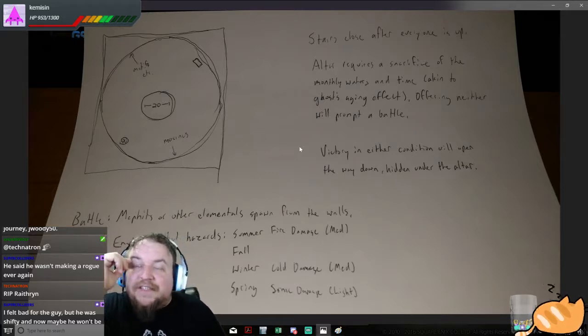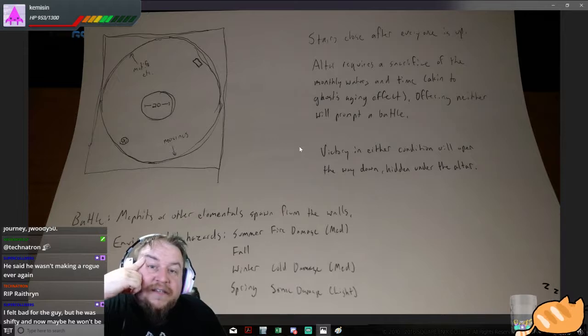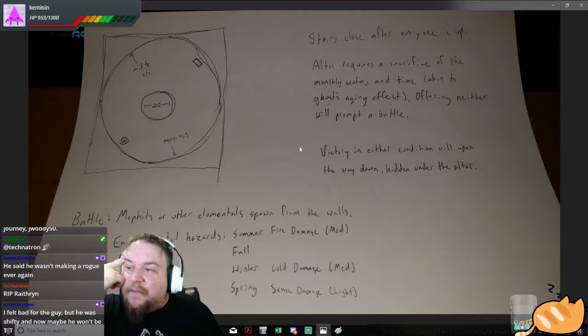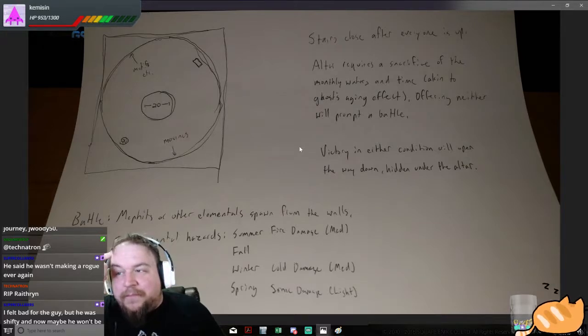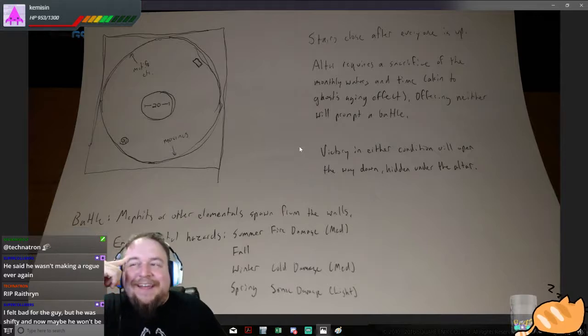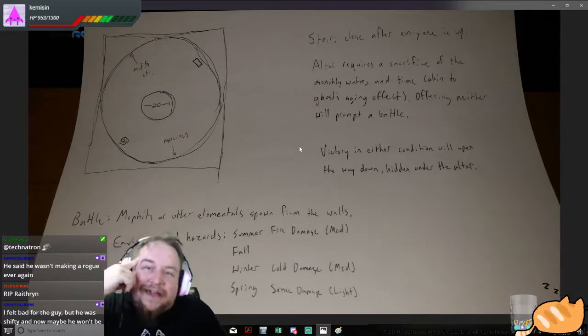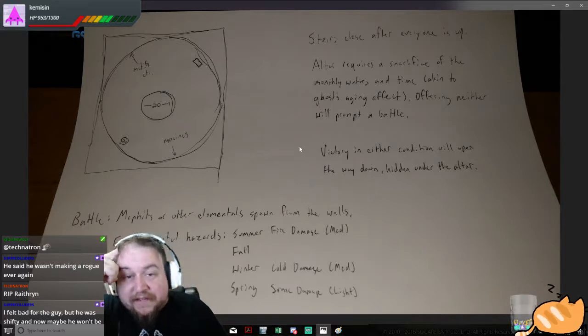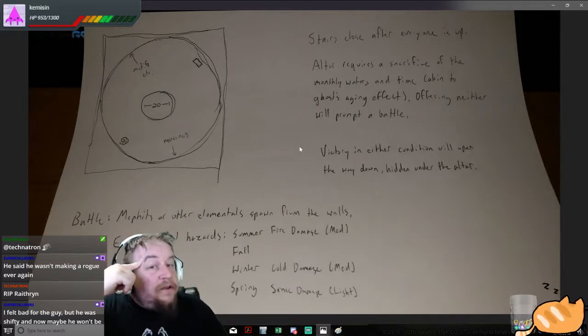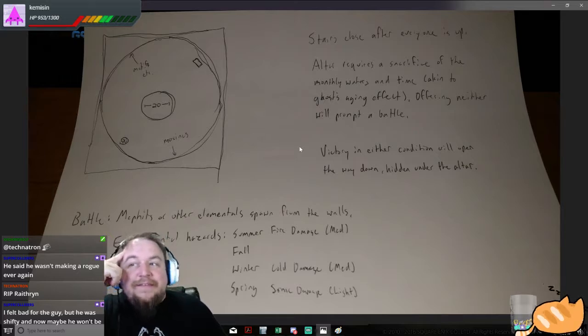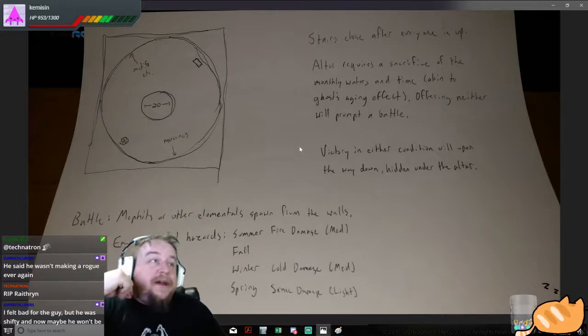And unfortunately, as Super Colliders demonstrated, that includes little gold rings that shambling mounds are baiting stray rogues with. I felt bad for the guy, but he was shifty, and now maybe he won't be. Oh, jeez. Yep, Technotron, rest in pepperonis, Wraithrin. He said he wasn't making a rogue ever again. Well, alright, look. Is it the rogue's fault, or is it his fault for being a greedy rogue? Still, though, what a trap.